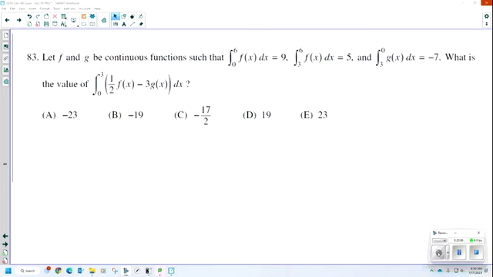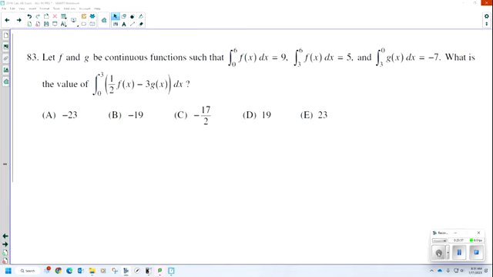2 more problems. Let's go. 83. Let f and g be continuous functions such that the integration from 0 to 6 of f of x dx is 9. The integration from 3 to 6 of f of x dx is 5. And the integration from 3 to 0 of g of x dx is negative 7. What is the value of the integration from 0 to 3 of 1/2 f of x minus 3 g of x dx?